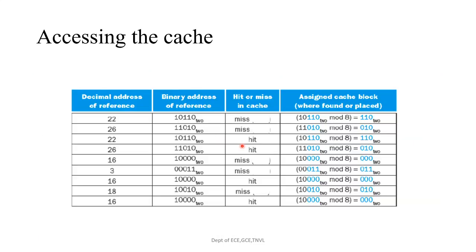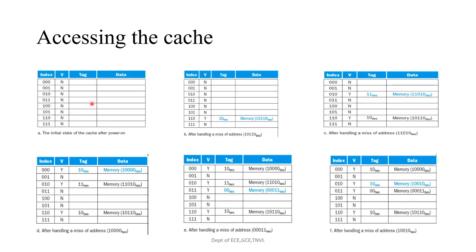Okay. So if you see in the previous slide, the first location, that is the decimal address of reference, is 22. So what we want to do is map this 22 to the cache address 110, and the remaining 2 bits will be placed in the tag field. The remaining upper 2 bits, that is the most significant 2 bits, are used to represent the tag field, and the least significant 3 bits are used to represent the cache address. If you search in this column here, it is first empty, so no data is there. So automatically the reference for this decimal address 22 is a miss.